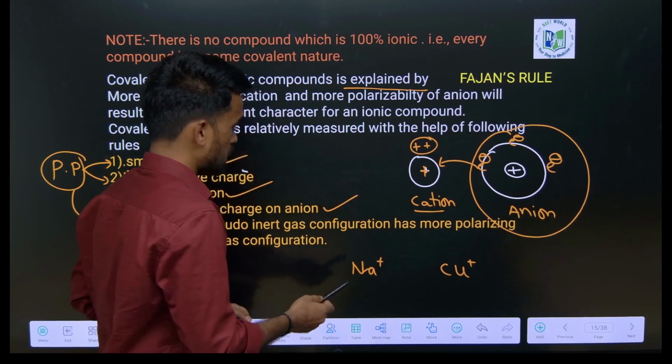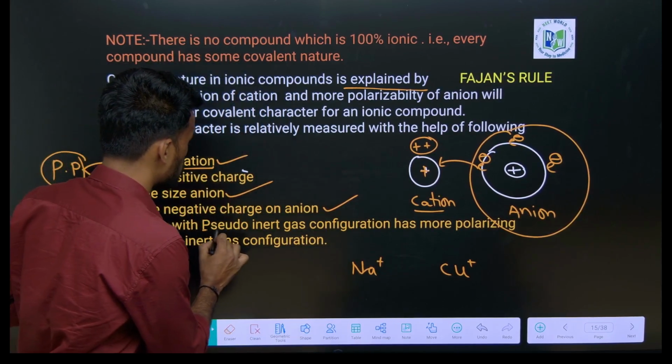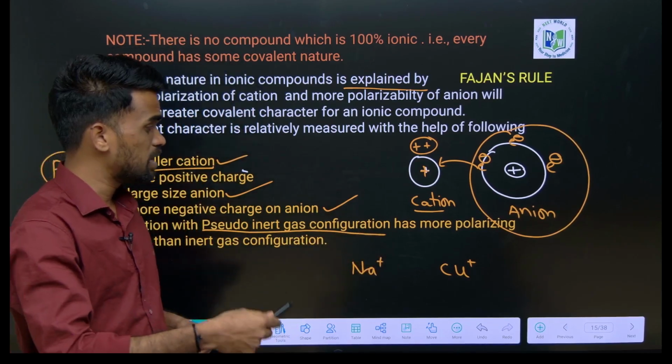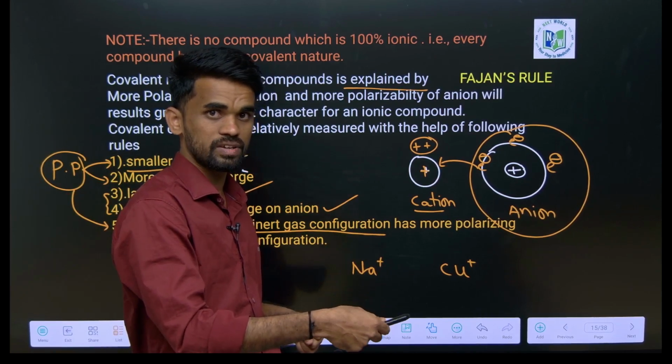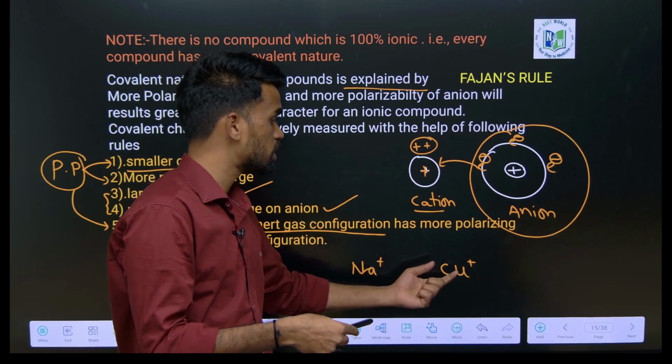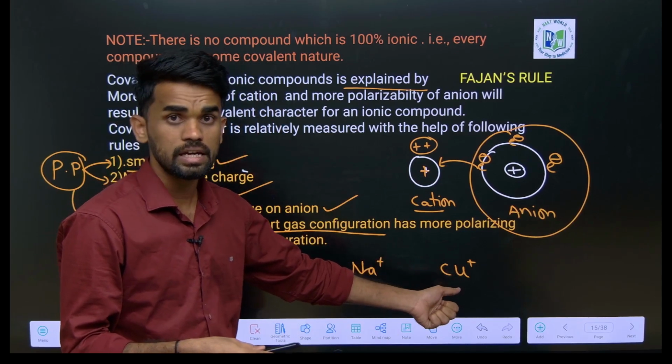It means the cation which has a pseudo inert gas configuration. What is meant by pseudo inert gas configuration? There are some elements, like d-block elements if we consider, which have 18 electrons in their valence shell. Those electronic configurations are considered pseudo inert gas configurations.